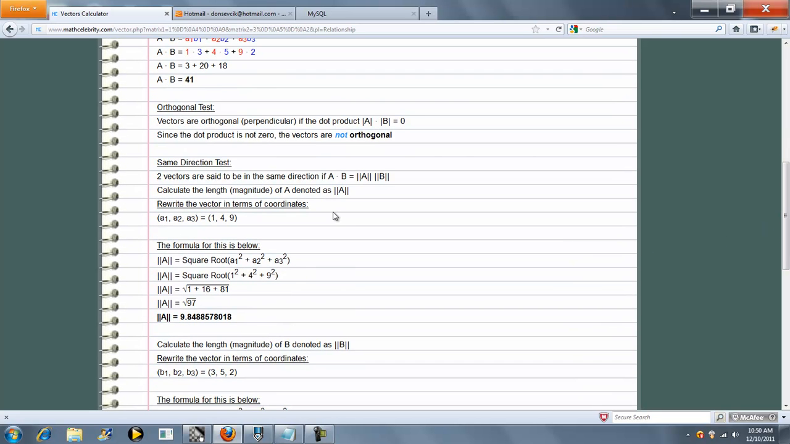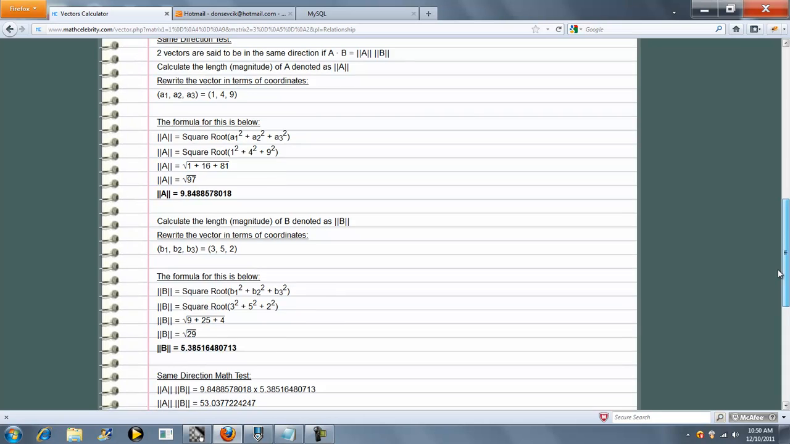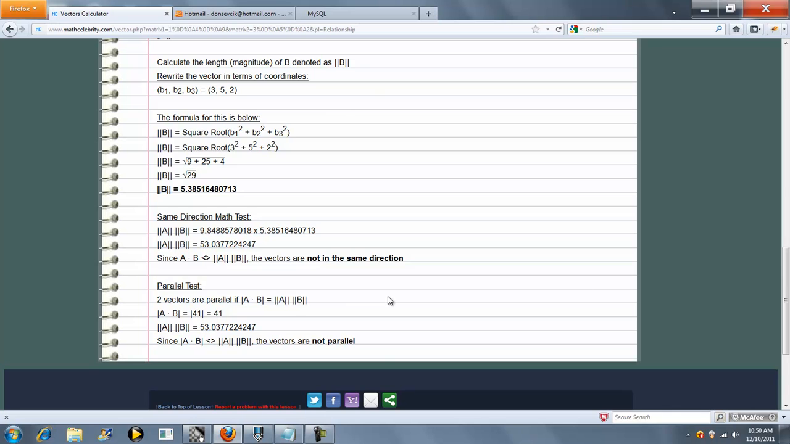Our same direction test. So we run through the magnitude of A and B. And since the dot product is not equal to magnitude A times magnitude B, the vectors are not in the same direction. And finally, the parallel test. Here's the formula to run that test. So we break out each piece and then do the comparison. Because they're not equal, they're not parallel.